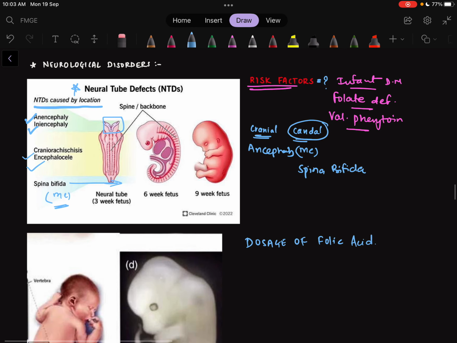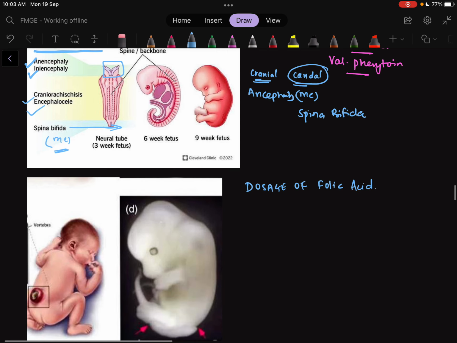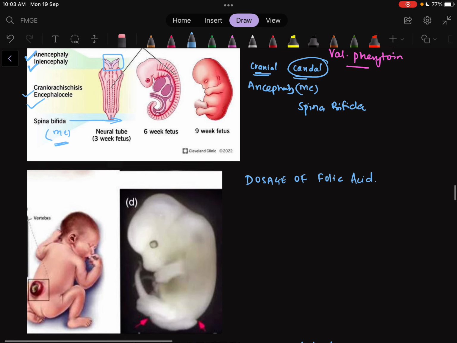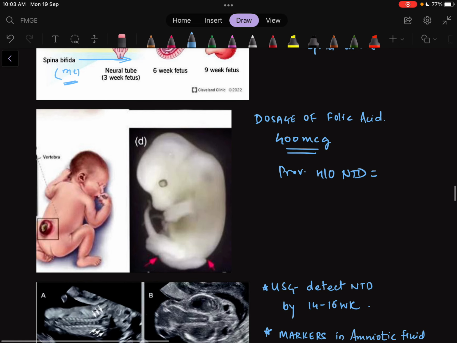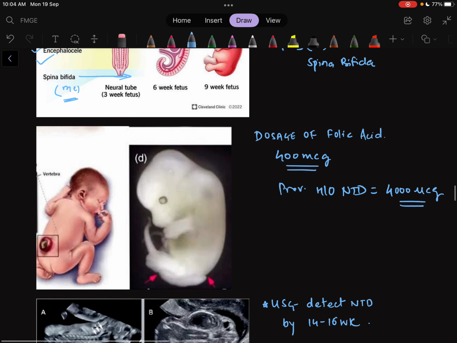Then next one, as we saw, the folate deficiency can cause neural tube defect. So we need to give folic acid to mother. What will be the dose? 400 microgram. अगर previous history है, with previous history of neural tube defect, तो child born with neural tube defect, then mother को कितना देंगे? 4000 microgram of folic acid.